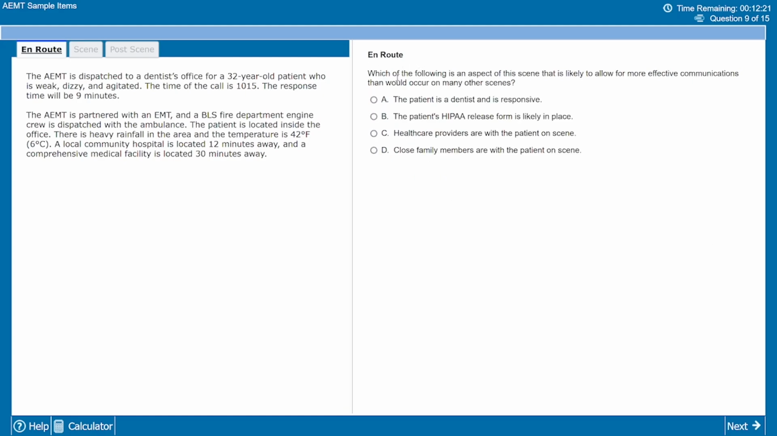So for the next part, which of the following is an aspect of the scene that is likely to allow for more effective communications than would occur on many other scenes? So the patient is a dentist and is responsive. The patient is weak, dizzy, agitated. Where did this say that this patient was a dentist? This is garbage. Cut this out.